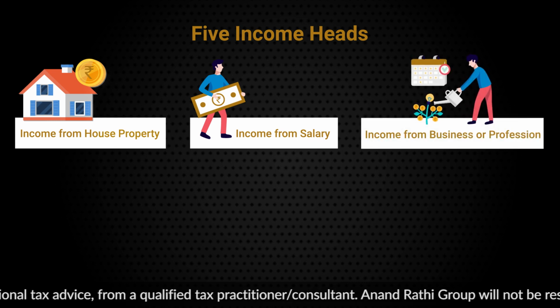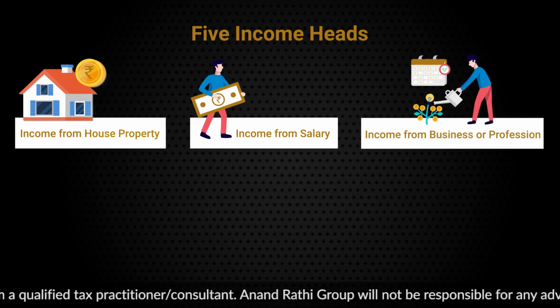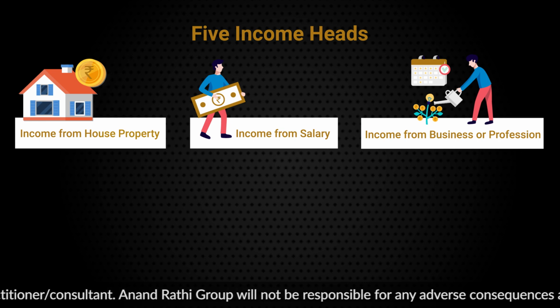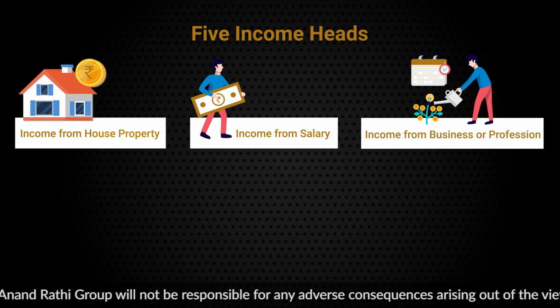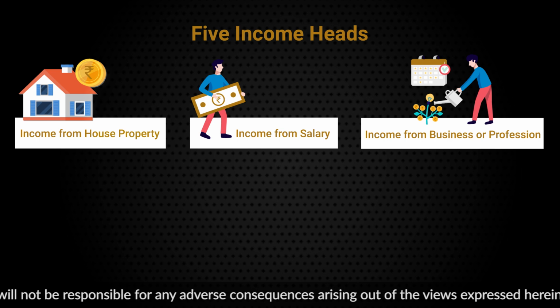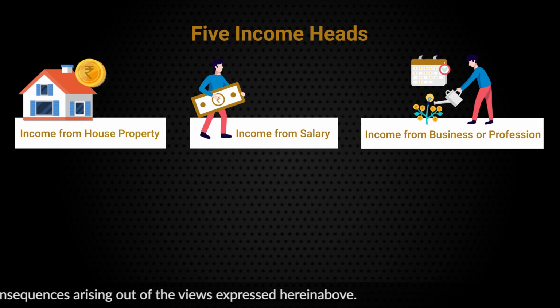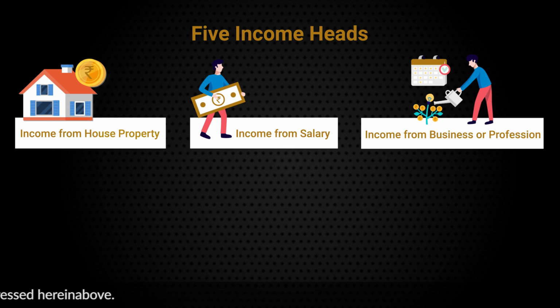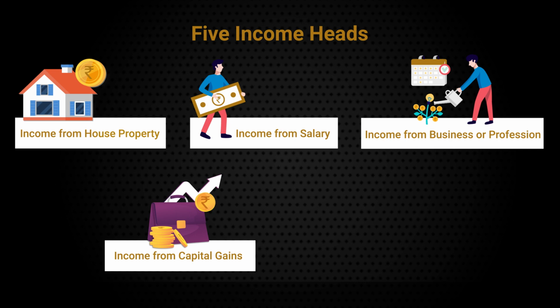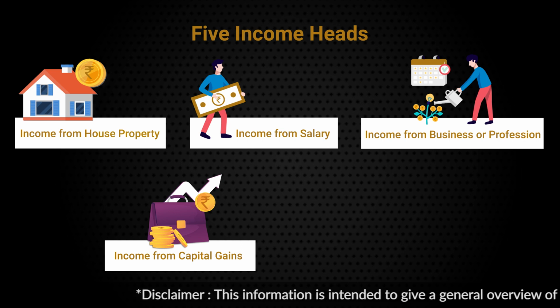Then we have income from business or profession. So if you are engaged in any business activity and if you earn any income from that, it comes under income from business. And if you are a professional like a lawyer, doctor, etc., you get professional fees, so it comes under income from profession. Then the fourth important head under the Income Tax Act is the capital gains on any investments that you make. So these are all on investment transactions, you would get some kind of capital gains. It's clubbed under income from capital gains.